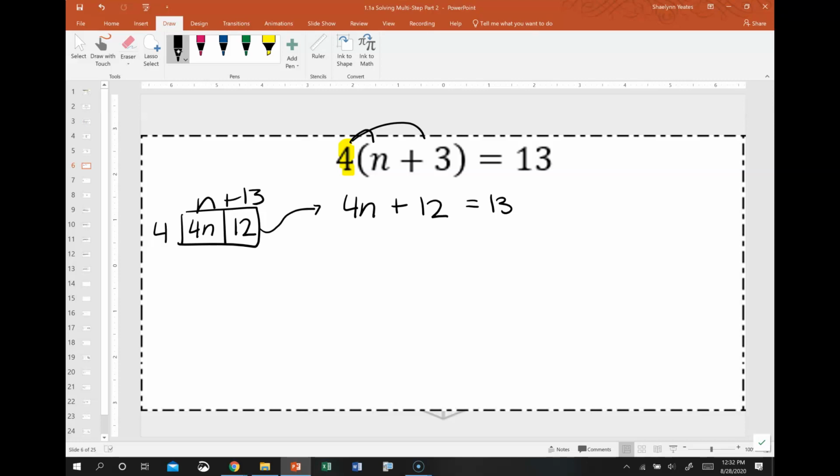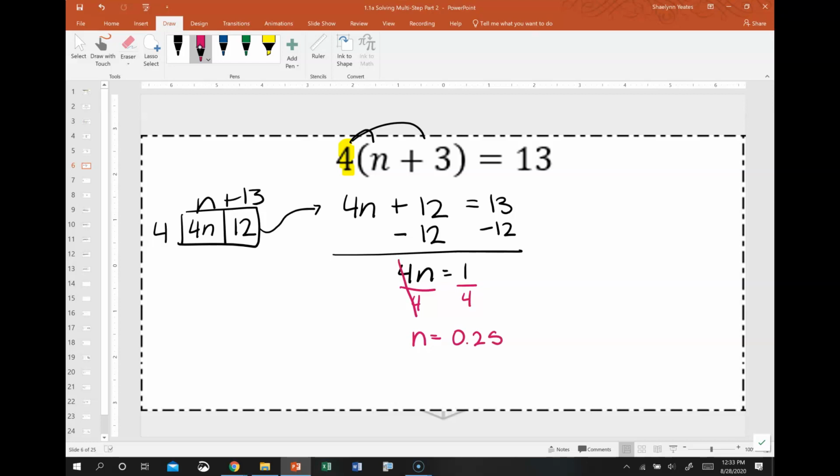Now I need to do my step where I get rid of my constant. So I'm going to subtract 12 from both sides. From here I have 4n, and 13 minus 12 is 1. So from here, I now need to get rid of my creepy coefficient that's holding on for dear life. And I'm going to divide, because it's multiplying, by 4. So I get n equals, and I have 1 divided by 4, which you can see as the decimal is 0.25. Or you could just leave it as the fraction 1/4.